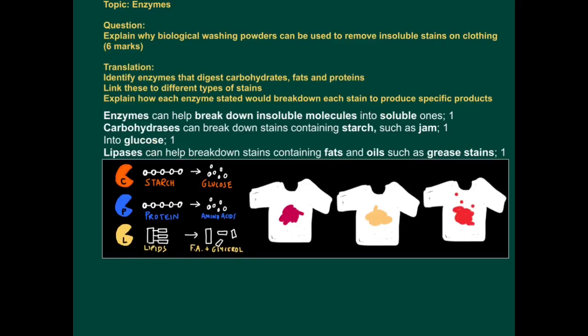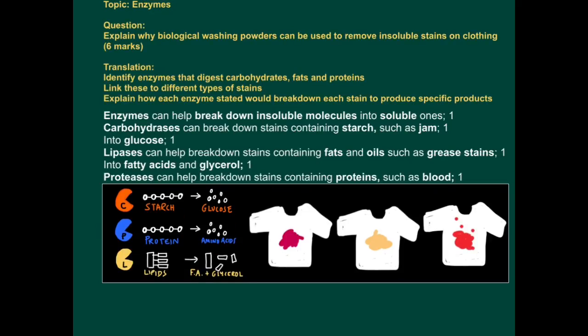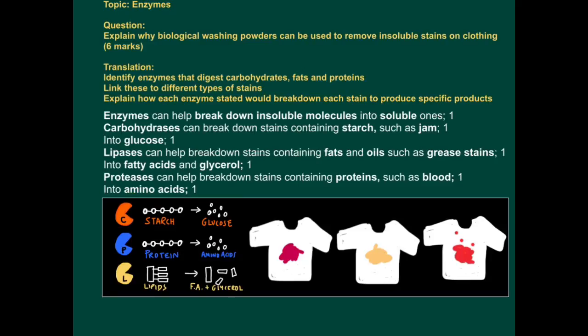Whereas lipases over here, they can help break down stains containing fats and oils, such as grease stains. And now I need to link it to the products made. So when lipases act on grease stains or any fat, they will produce fatty acids and glycerol, as you can see here. These are the soluble molecules that can easily get washed away. And finally, proteases, these are protein digesting enzymes, can help break down stains containing proteins such as blood. And they break proteins down into amino acids, which then can get washed away. So we're breaking down insoluble molecules into their soluble form.